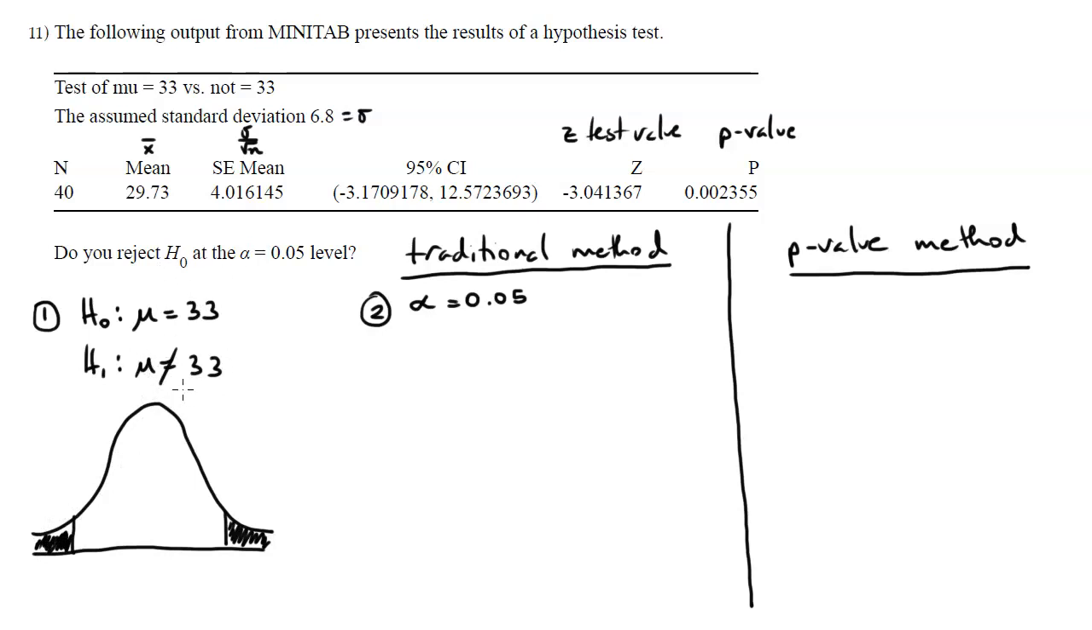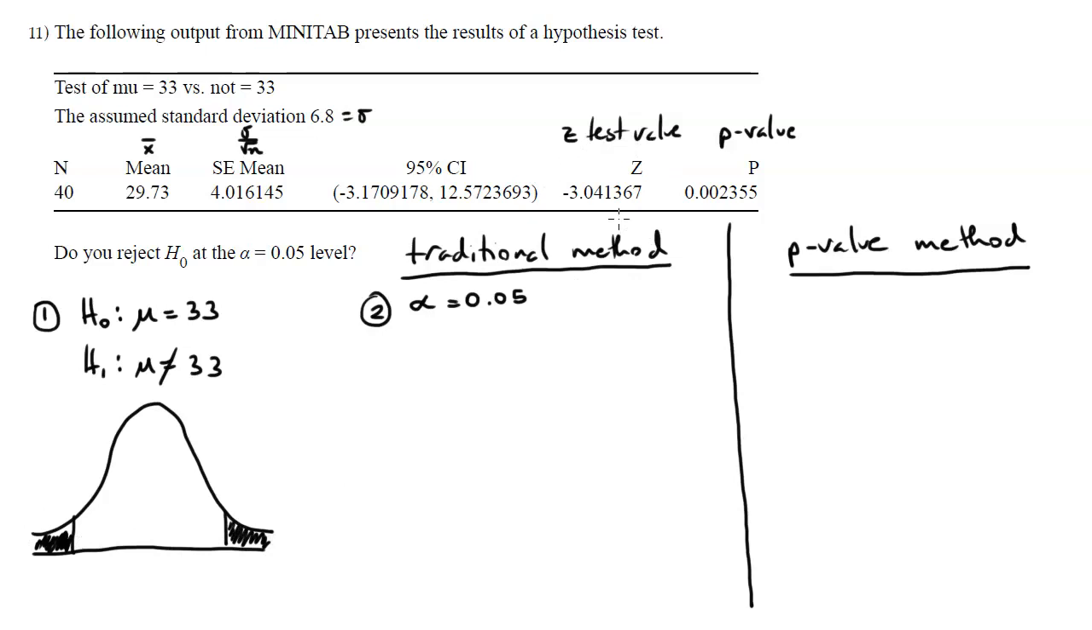Because the alternative hypothesis is that the population mean does not equal 33, it can be greater than 33 or less than 33, as long as it's different from 33. So this will be a two-tailed test. If it was just less than, it would be one-tailed. If it was just greater than, it would be one-tailed. But since it's not equal to, it can be less than or greater than. So this is two-tailed, and alpha is 0.05.